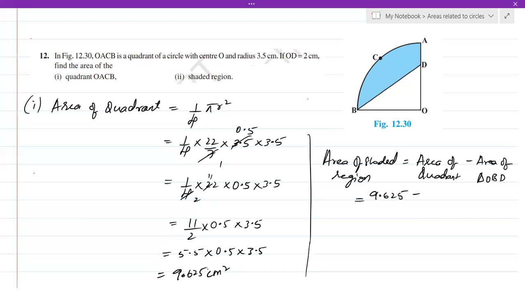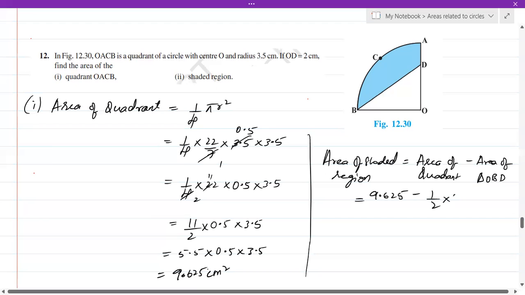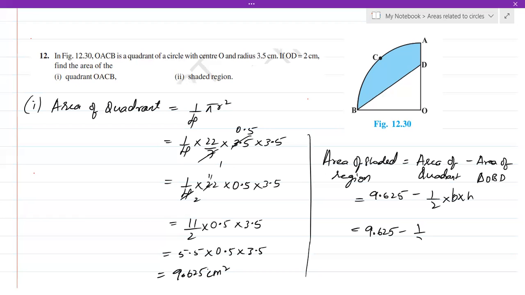So minus area of triangle, let's use half into base into height. Half into B into H. Now 9.625 minus half. Let's take OB as the base. This is the perpendicular because it's a quadrant, right? The angle is 90 degree. OD will become the height. So OB is the base and OD is the height. So 9.625 minus half. OB value.